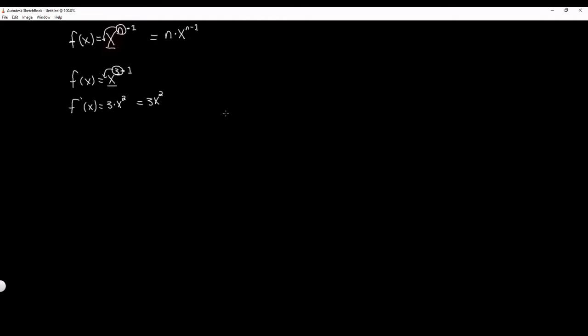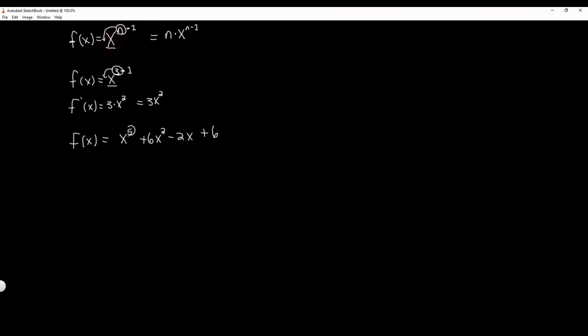Okay, so for our next example, we're going to do something a bit harder. Say we had the function f of x is equal to x to the 5th plus 6x squared minus 2x plus 6. And we're going to do this the same way, but we can find the derivative of this by finding the derivative of each term individually. So we'll take the derivative of x to the 5th first.